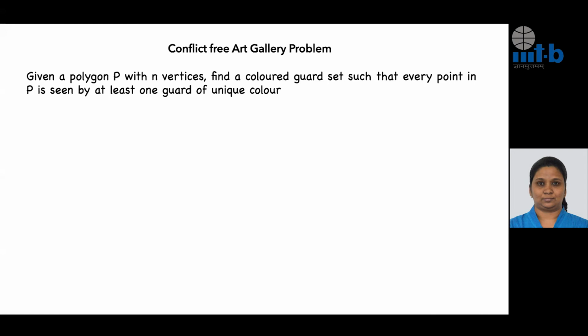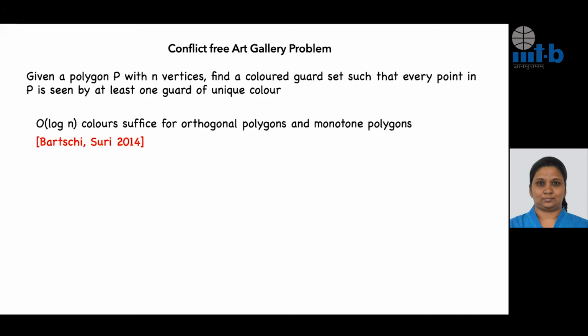And again, the first set of questions that were studied was how many frequencies are needed, and you're trying to minimize the number of frequencies. So Bärtschi and Suri in 2014 showed that for a subclass of polygons called orthogonal polygons, and also for monotone polygons, log n colors are enough. Orthogonal polygons means polygons with vertical and horizontal edges, and monotone means monotone in some direction.